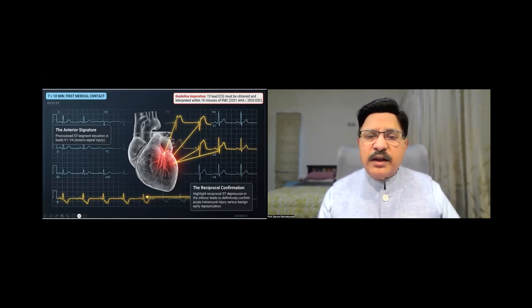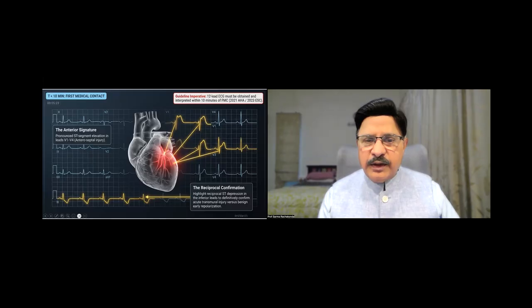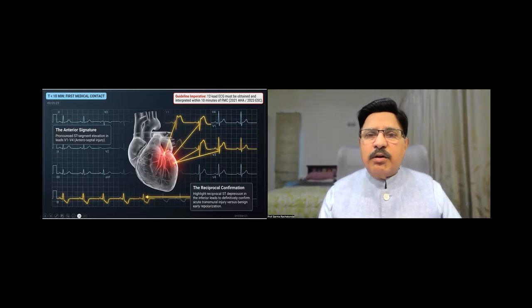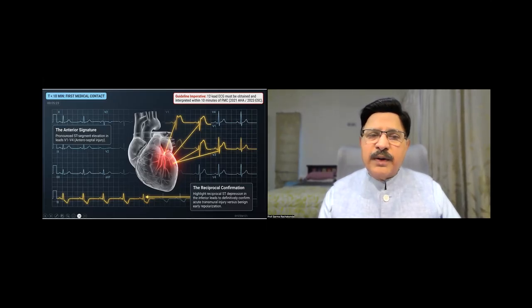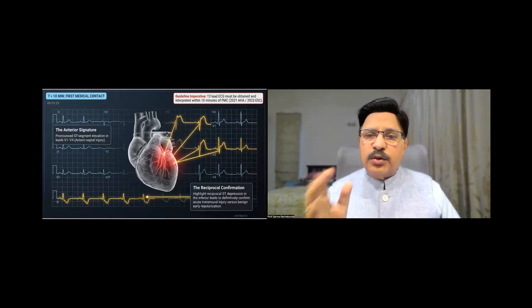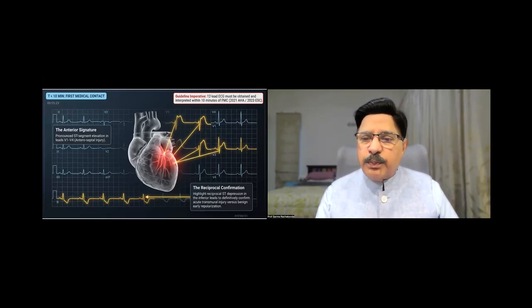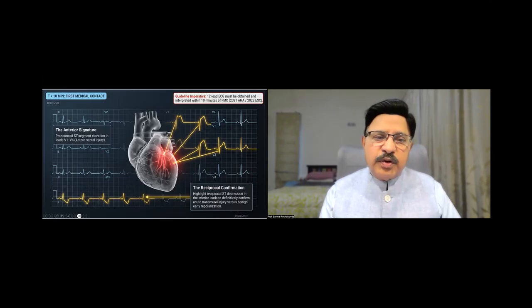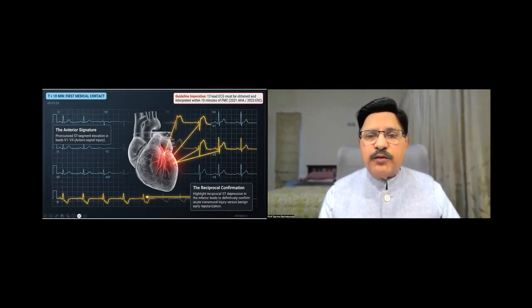Now, when there is an anterior occlusion of the LAD, left anterior descending artery, what happens? There will be a signature ST segment elevation. This is called a pronounced ST elevation in leads V1 to V4, anteroseptal injury. This elevation will be so profound that sometimes the ST segment elevation may be more than the associated downstroke or the S wave. Okay, and there will be reciprocal confirmation.